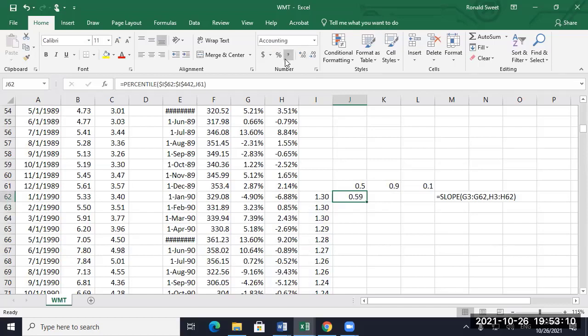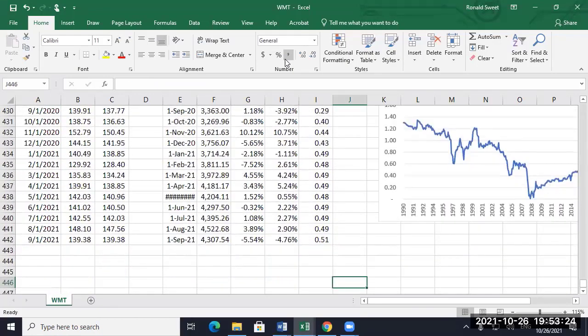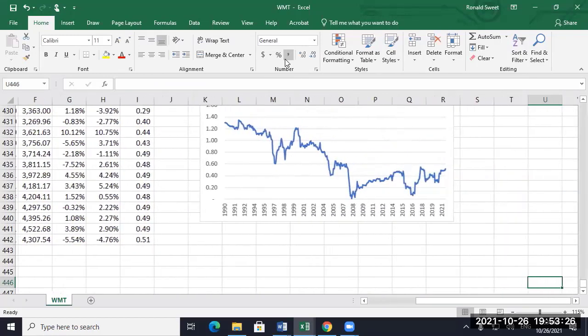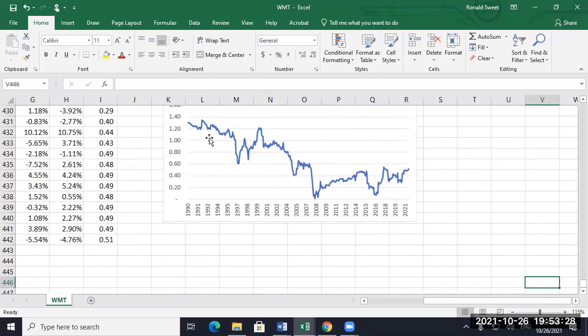So the median is 0.59. That still seems too low to me. You don't have to use that. The 0.9 is 1.22. That's obviously way too high. The 0.1 is 0.24. Well, when you look at this graph, what else do you notice here? This is Walmart, the small company, Walmart, the huge company.